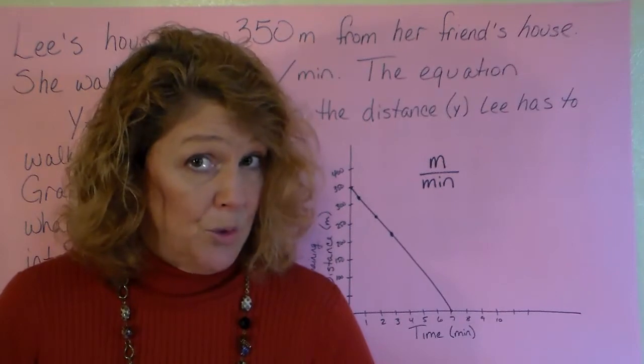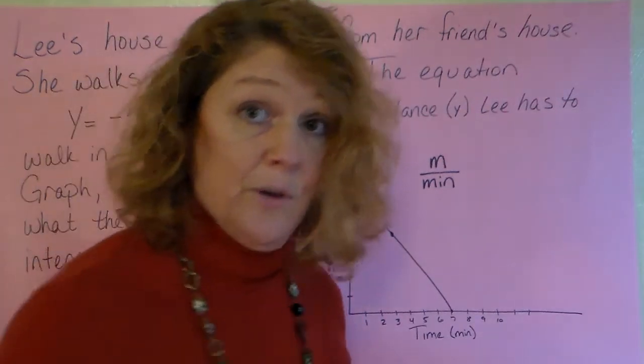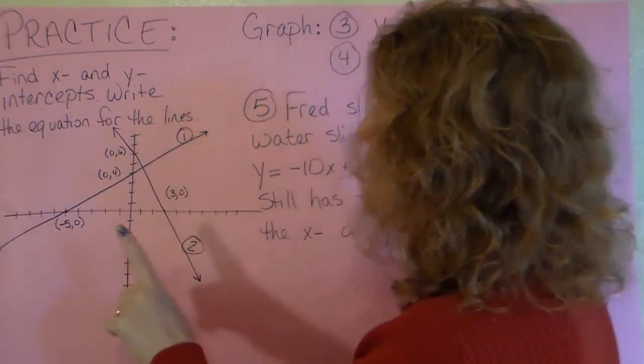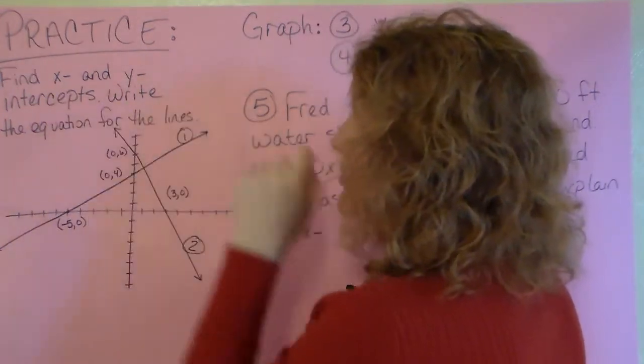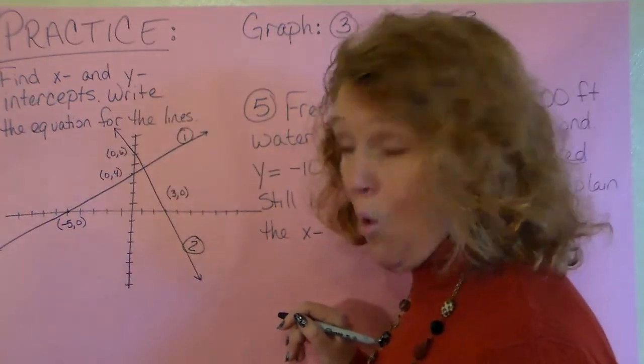I'm about to ask you to do one. So if you didn't understand this, go back through and watch this section of the video again, okay? So here's your practice. First, you're going to find the x and y intercepts. The x-intercept is where it crosses the x-axis, and the y-intercept is where it crosses the y-axis.